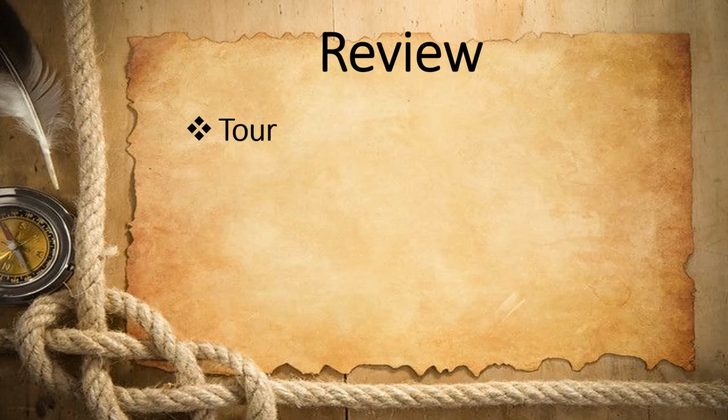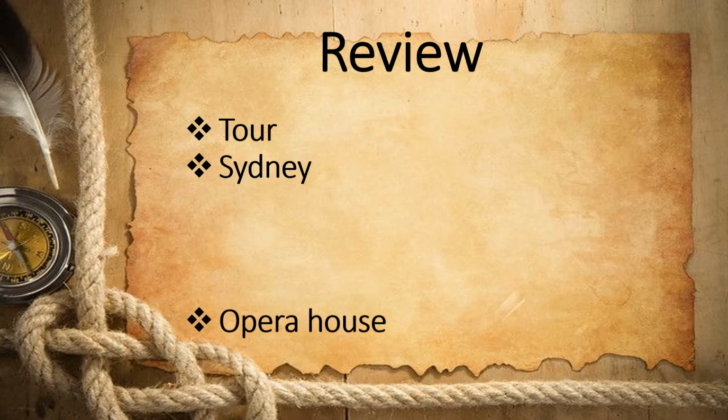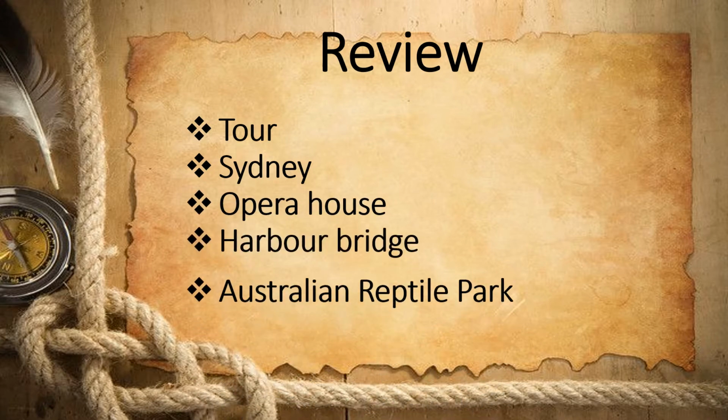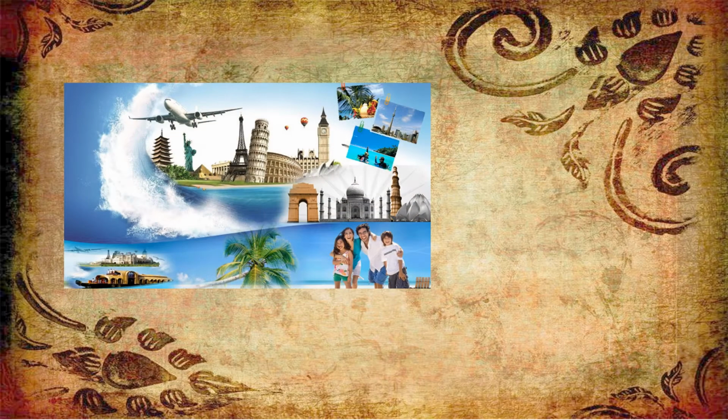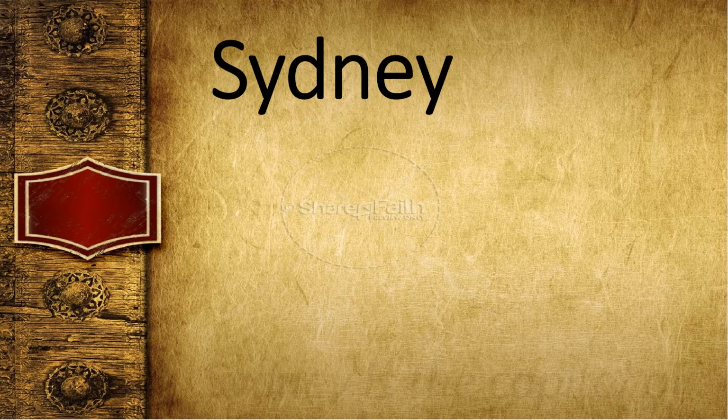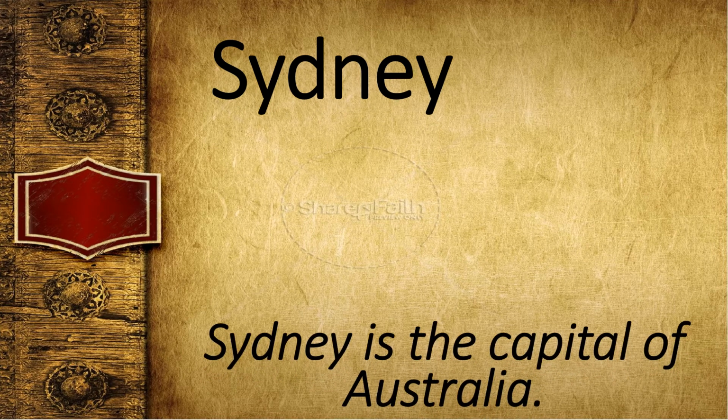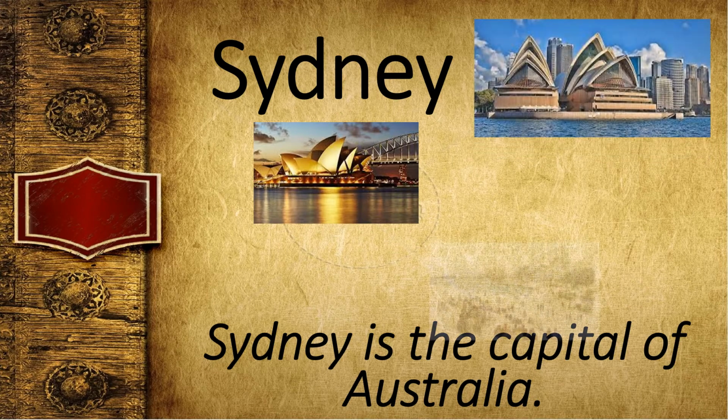So we have here our review of our vocabulary last time. We have tour, Sydney, Opera House, Harbour Bridge, Australian Reptile Park, and a lake. So again, this is what we call tour or field trip. If you're going to explore another place, that is also considered a tour. Next we have Sydney, wherein Sydney is the capital of Australia. So this is Sydney.